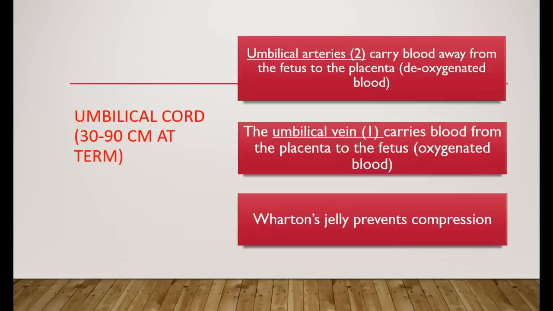Let's talk about the umbilical cord. 30 to 90 centimeters at term. It contains 2 arteries and 1 vein. The arteries carry blood away from the fetus. It carries deoxygenated blood. And this is the only time arteries are going to carry deoxygenated blood. So it's actually reversed in the umbilical cord. So the arteries carry deoxygenated blood, and the vein carries the oxygenated blood from the placenta into the fetus. And then we talked about that Wharton's jelly that prevents compression of these vessels.